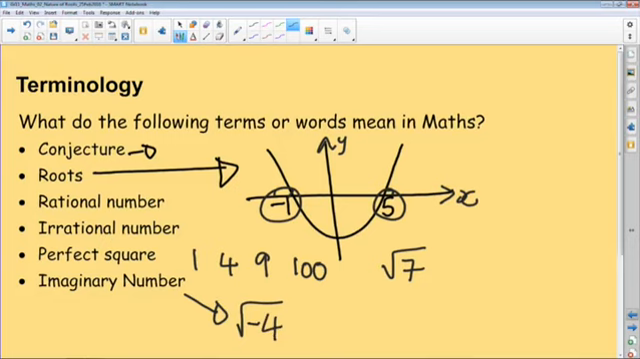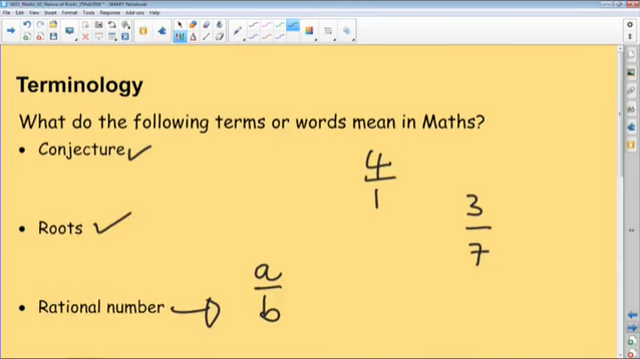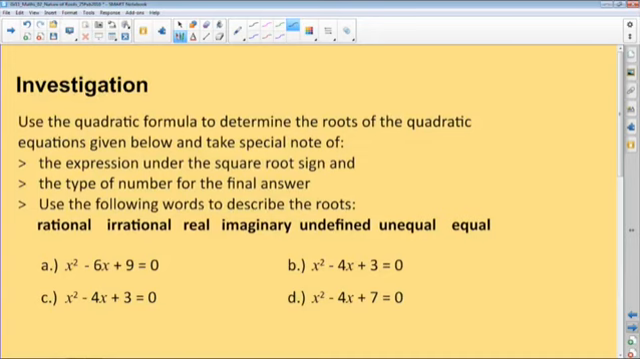All right. So now let's get to the lesson. I want to give you an investigation, right? Use the quadratic formula to determine the roots of the quadratic equations given below and take special note of the expression under the square root sign and the type of number for the final answer. And you use the following words to describe the roots: rational, irrational, real, imaginary, undefined, unequal, and equal.